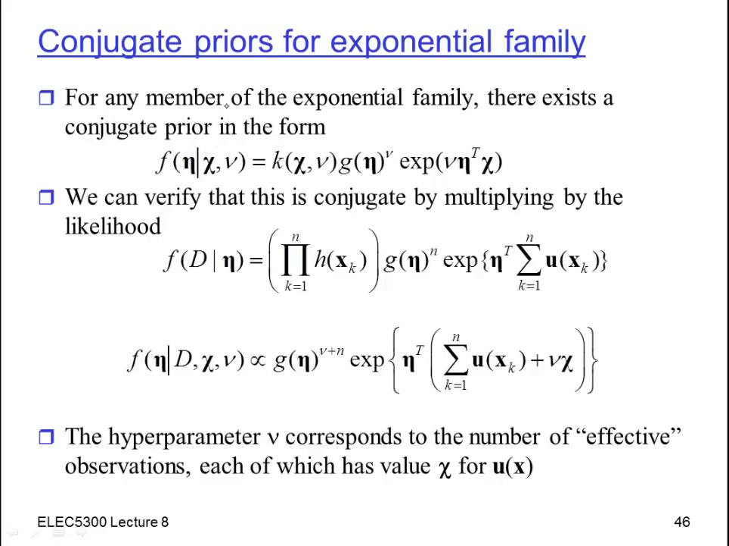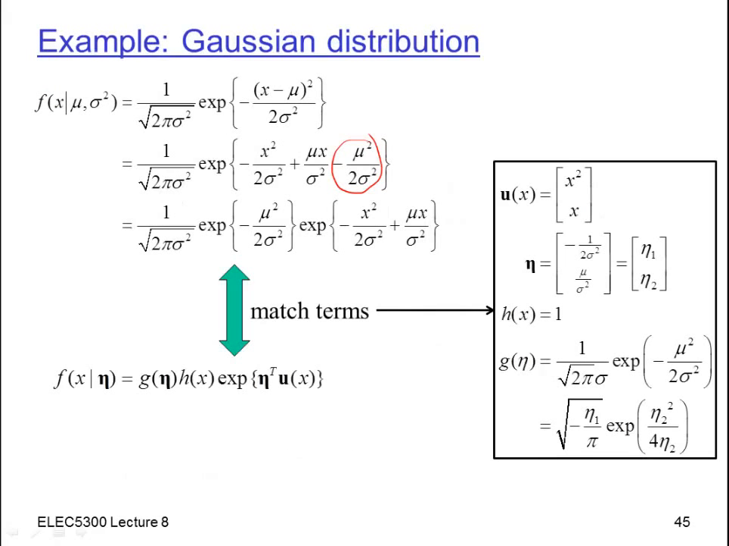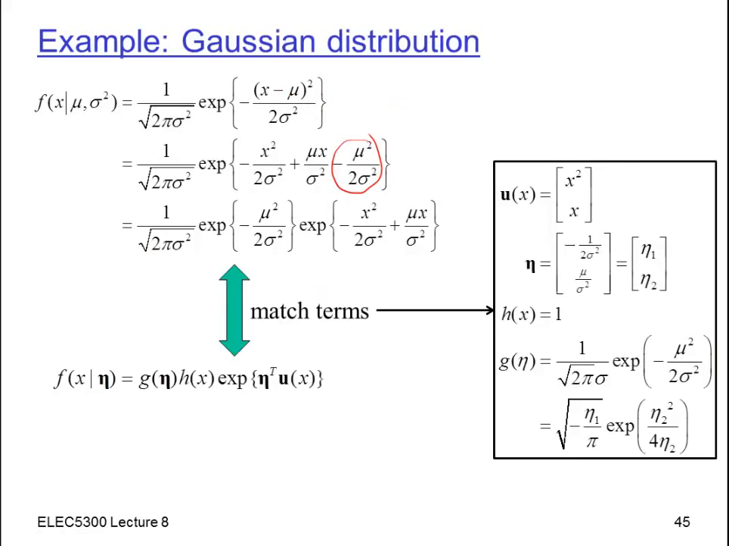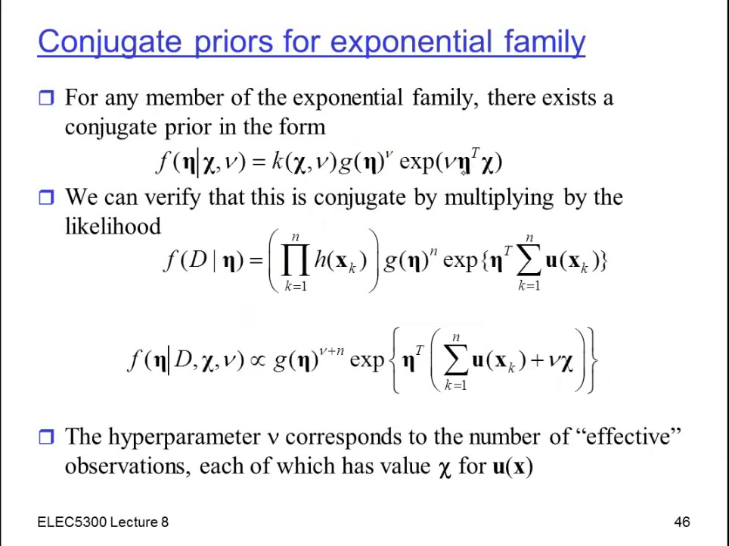So remember, the parameters of the exponential family are those eta parameters. So if we go back, you can see the eta controls the mean and the variance in the Gaussian case, or the eta determines the mu parameter, the probability of heads, in the Bernoulli case. So that's where the eta vector is where the parameters lie, and so we need to find a distribution over those eta parameters that depend on some hyperparameters psi and nu.